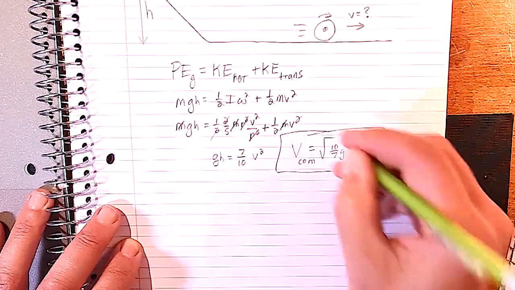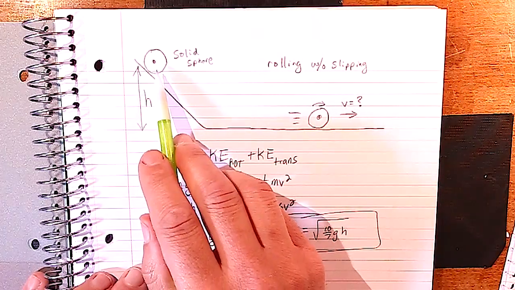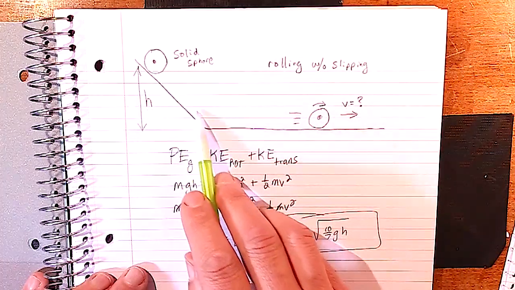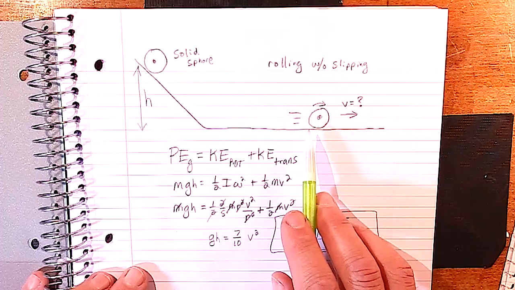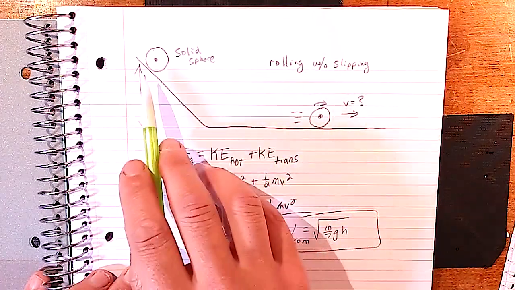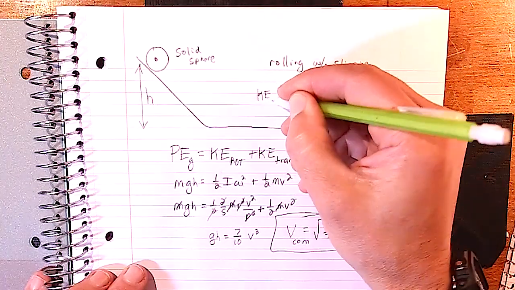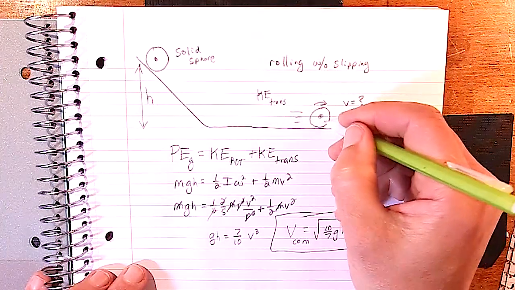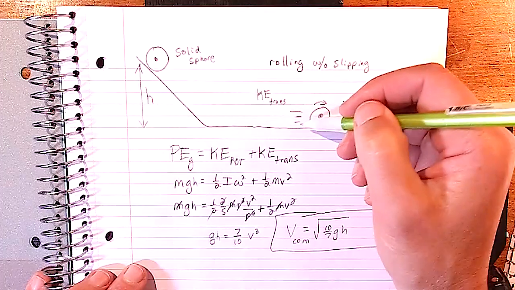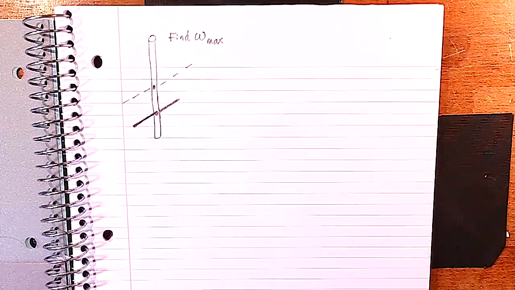So here's another question that you might get asked. What if we had released the object and it didn't roll? It just slid without friction and did not rotate at all. Would it be going faster, slower, or the same speed? Well, think about this. When this gets to the bottom, not all of the energy turned into KE trans. Some of that energy turned into KE rot. So if we let it slide down with no friction, all of that would turn into KE trans, so it would be going faster.